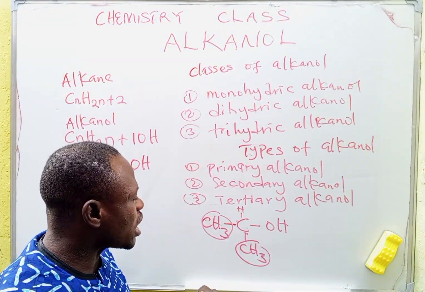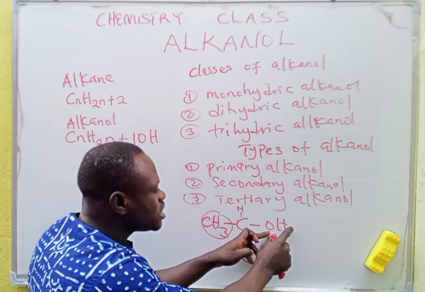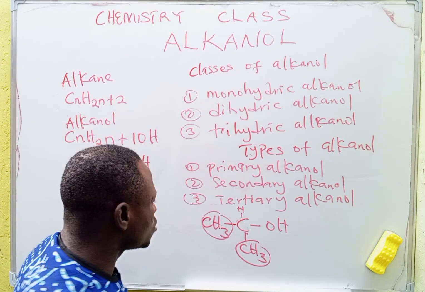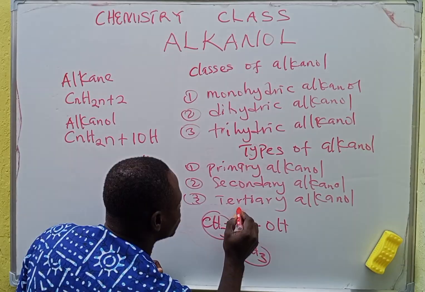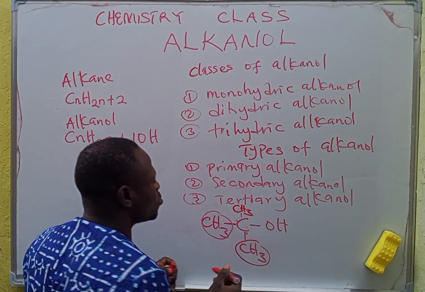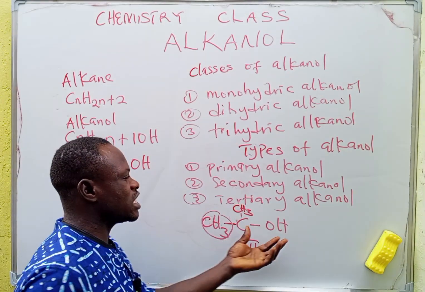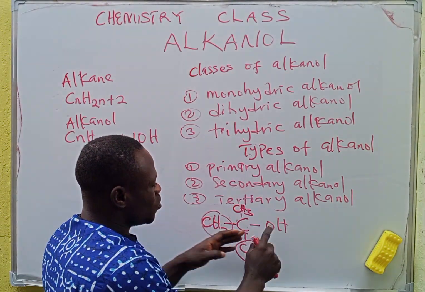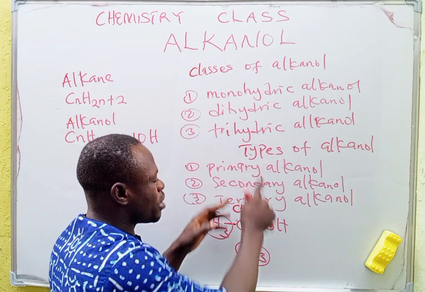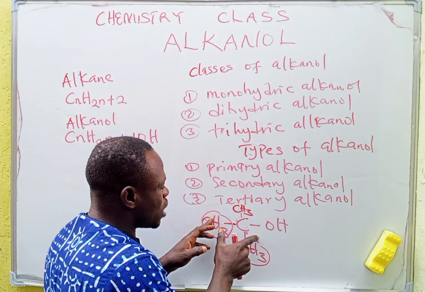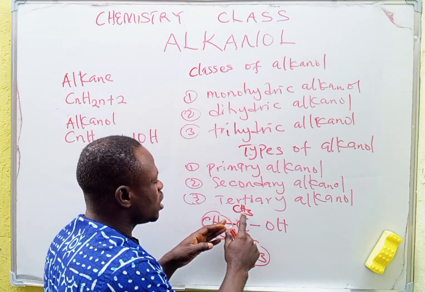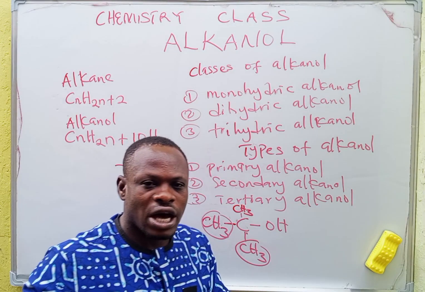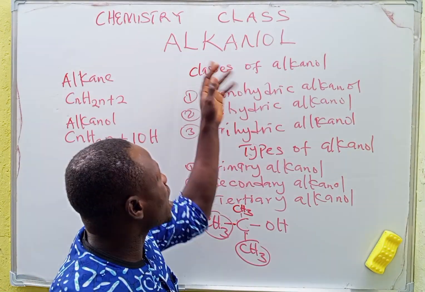Now let's look at tertiary alkanol. In the case of tertiary alkanol, the carbon atom holding this hydroxy group is surrounded by three alkyl groups. Three alkyl groups means that we are going to replace this hydrogen atom with an alkyl group. So this is what makes it a tertiary alkanol. Is that understood? Primary has only one alkyl group, secondary has two alkyl groups, and tertiary has three alkyl groups.